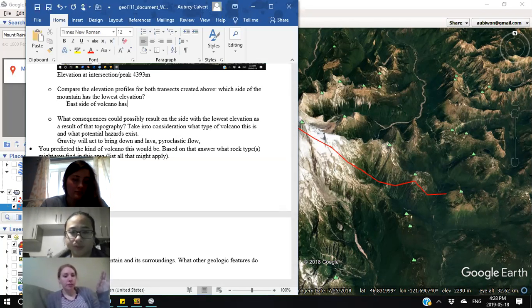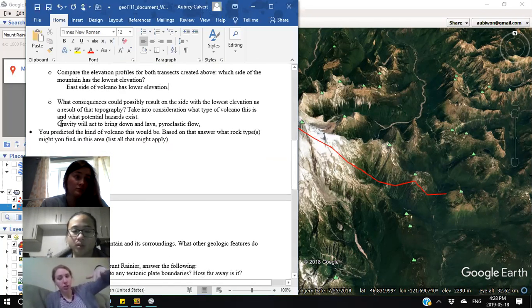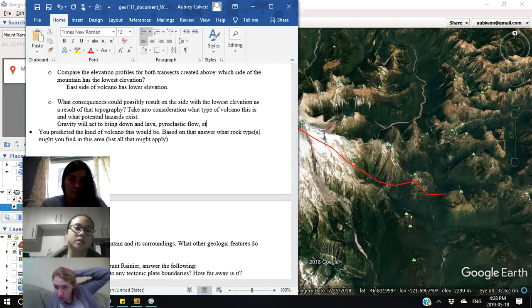Because if another side has a higher elevation, it might be because it has erupted before and built up layers. So it could mean that one side is thinner and it could erupt from that lower side. So basically, there could also be the possibility of a fissure or a vent developing there, and then a parasitic cone will develop there on top of it.